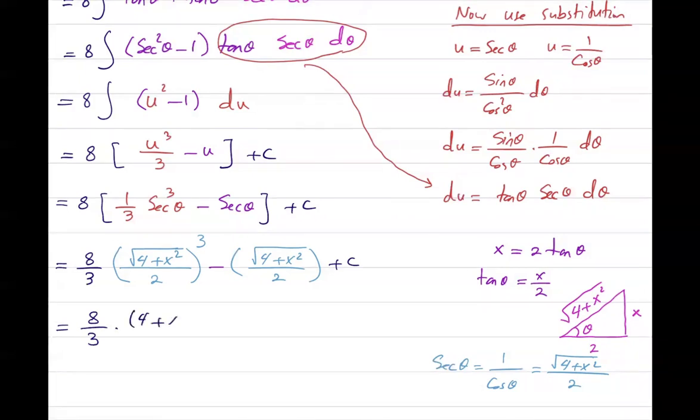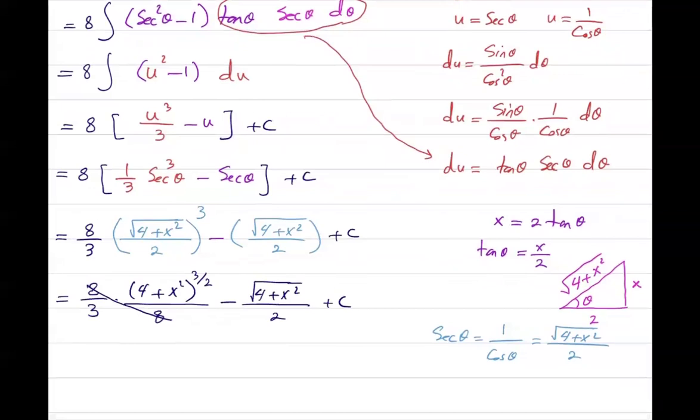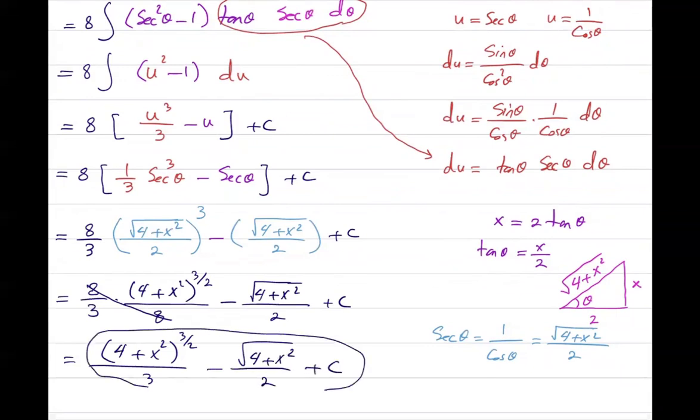Or you can write it in fraction form. You get 4 plus x squared to power 3 halves divided by 8. So you can get rid of 8 and 8, minus square root of 4 plus x squared divided by 2 plus c, or our final answer can be written as 4 plus x squared to power 3 halves divided by 3 minus square root of 4 plus x squared divided by 2 plus constant of integration. A lot of steps, but we made it.